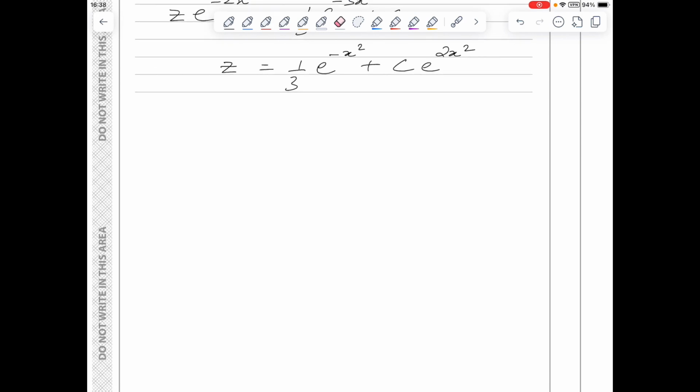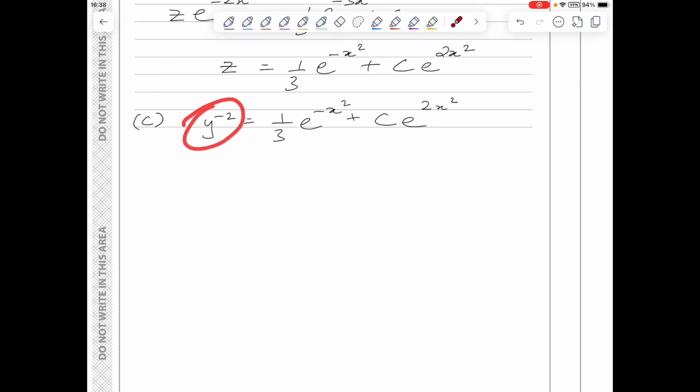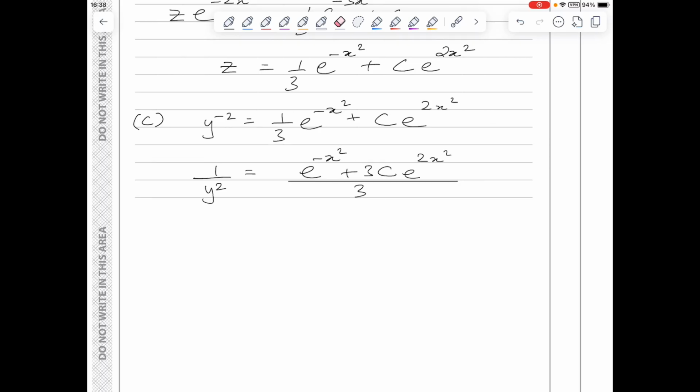So now in part C, I want a solution for the differential equation 1. So I need to replace the z with y to the minus 2. Here it is. Now to get y squared as required, I will write y to the minus 2 as 1 over y squared. And then for the right-hand side, I'll just write this as a single fraction. So I can now flip those two fractions and get y squared on its own.